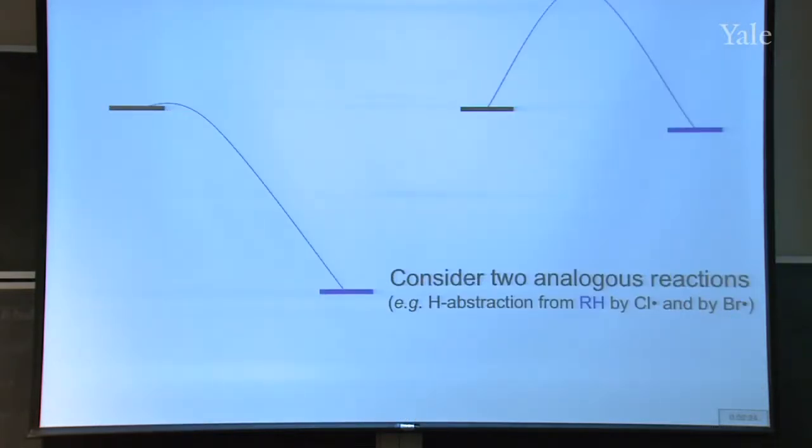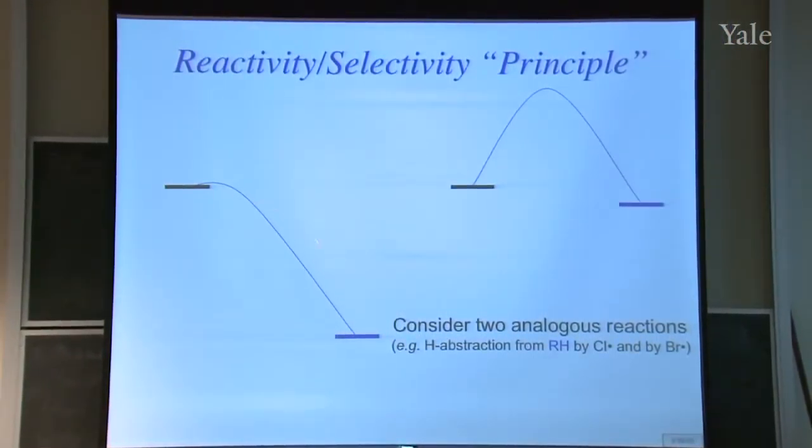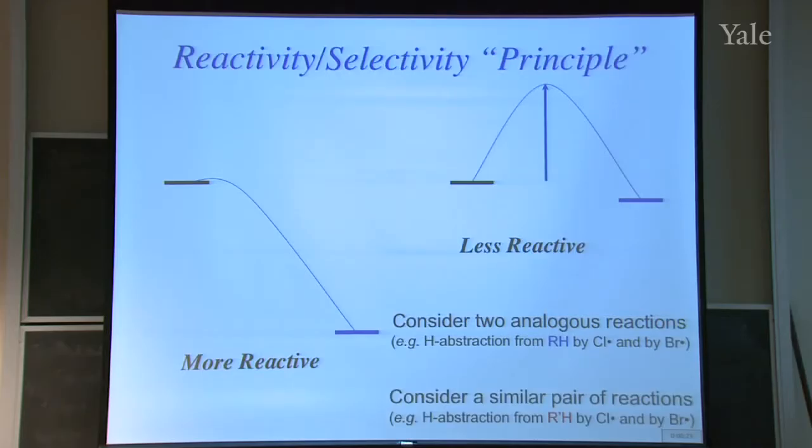So this gives rise to what's called the reactivity selectivity principle. So here's an exothermic reaction, here's an endothermic reaction. It could be pulling H off from R, of certain R, by chlorine or by bromine, right? So it could look like this. So this would be more reactive, and that would be less reactive, higher activation energy. But consider a similar pair of reactions where you're pulling the H away from a different R, an R whose bond is easier to break, right? So the radical here is more stable, at least compared to the starting material.